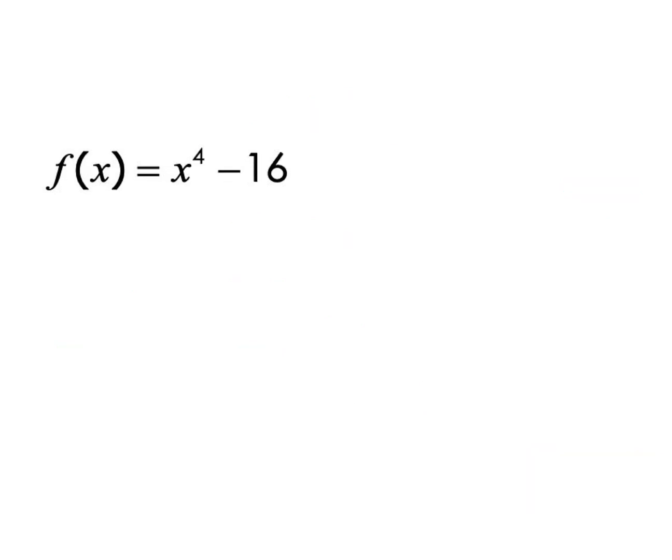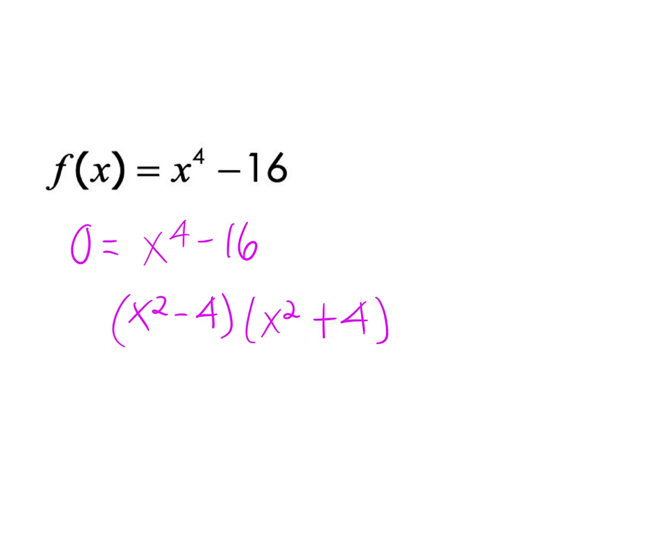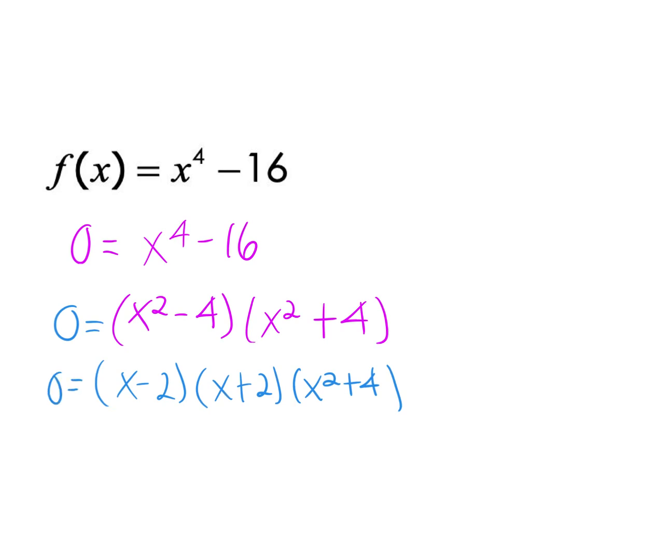Here we have x to the fourth minus 16 equals f of x. So we set this equal to 0. Take the difference of two squares. We get x squared minus 4 times x squared plus 4. Then we get x minus 2 times x plus 2. And then this is x squared plus 4. And then this whole thing equals 0. We set them each equal to 0.